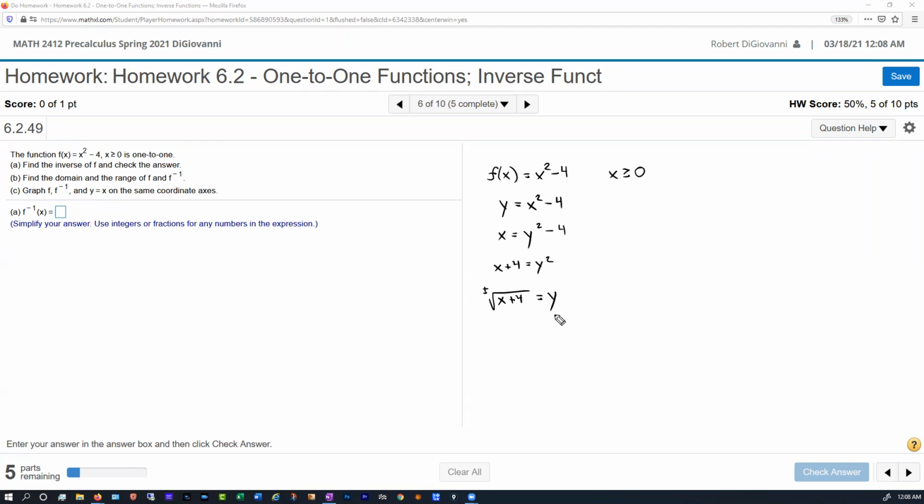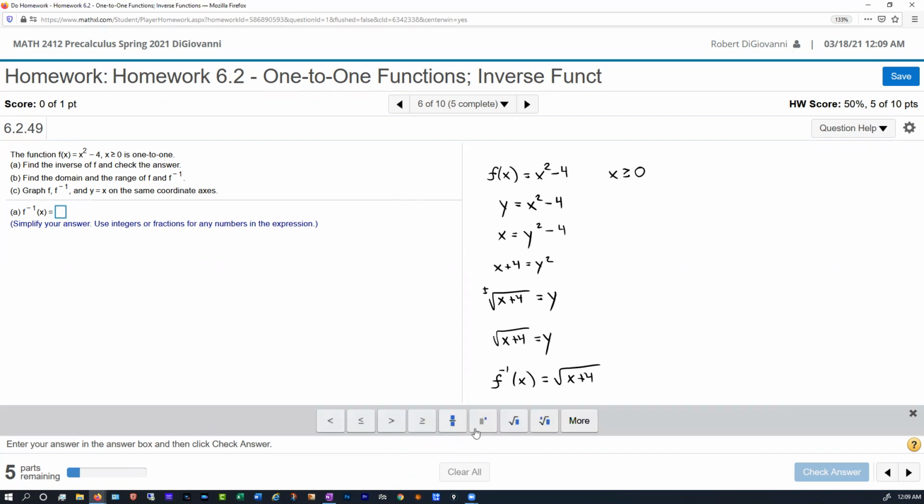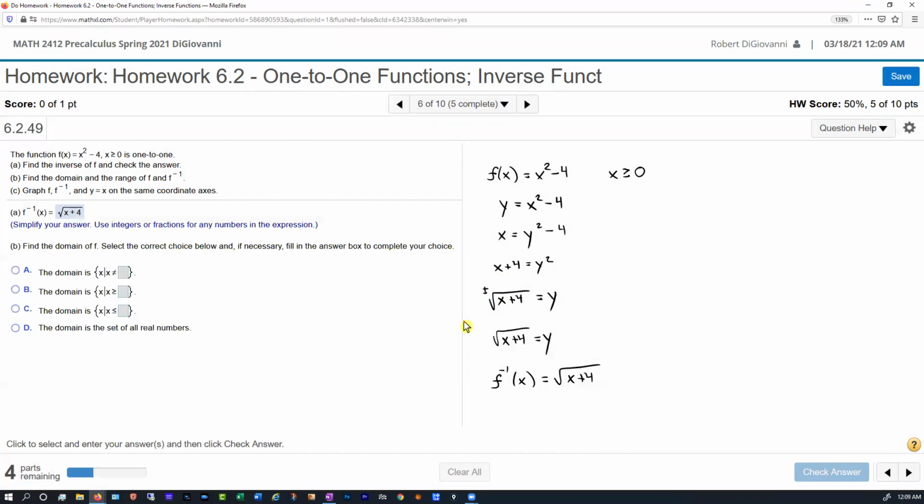Now the y value, this can only be positive because we're saying that x can only be positive. The outputs of this function can only be positive. So we're only going to take the positive square root here. And that should be my inverse function. My inverse function should be the square root of x plus 4. All right, now we want to find the domain of f.